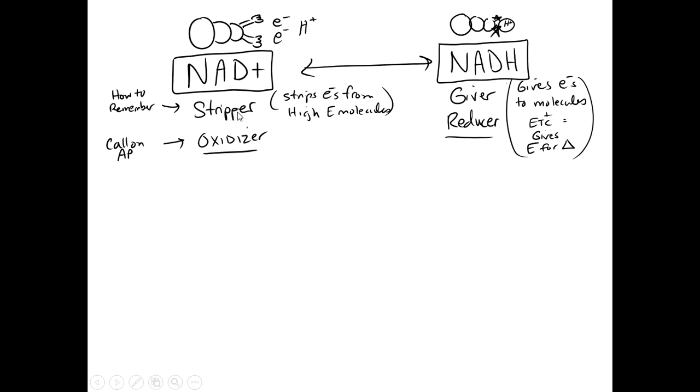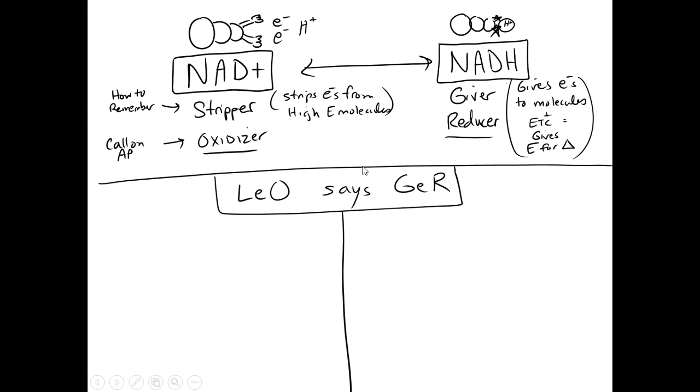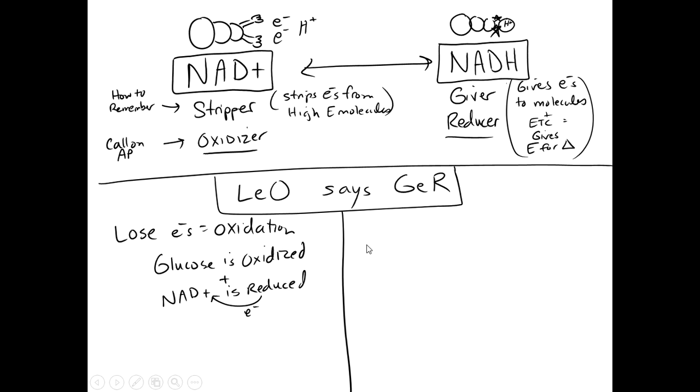So things that we should recognize, this is how you remember it. It's a stripper and a giver. This is what you call it in an AP, an oxidizer or oxidizing agent, right? And a reducer, a giver of electrons versus a stealer of electrons. This all goes along with a handy thing from chemistry called Leo says Ger. And if we look at Leo says Ger, it's written funny because if you lose electrons, that's oxidation, Leo. And then we look at this, this is like glucose. Glucose is oxidized by NAD+, and that means that NAD+, the stripper, is reduced. It gains the electrons because it's doing the oxidizing. It's the oxidizing agent. So it kind of makes you go cross-eyed.